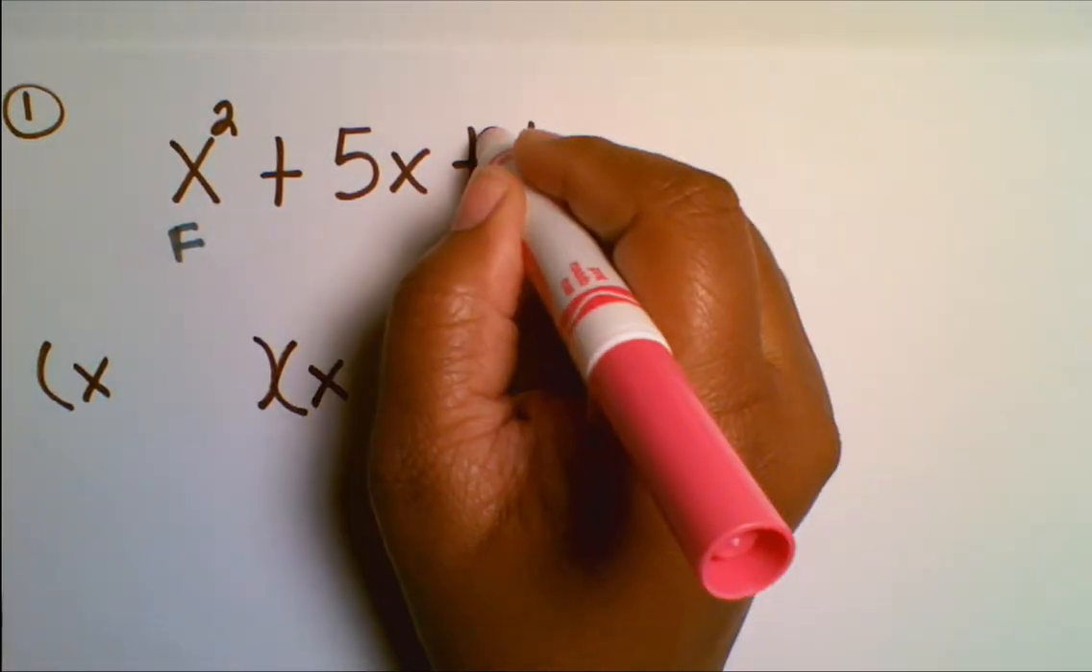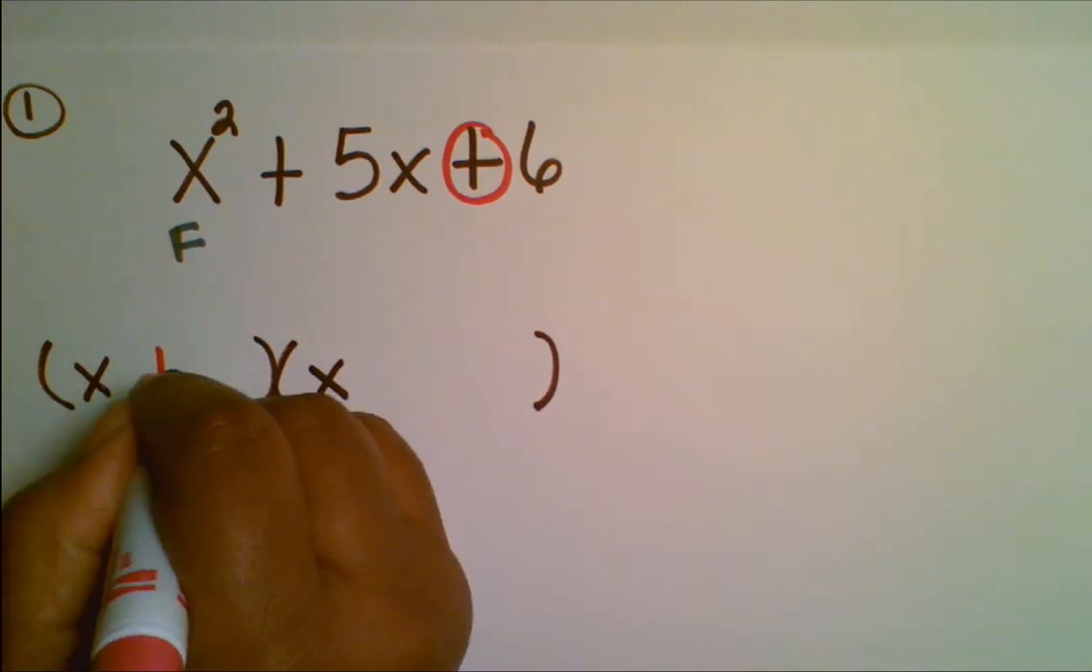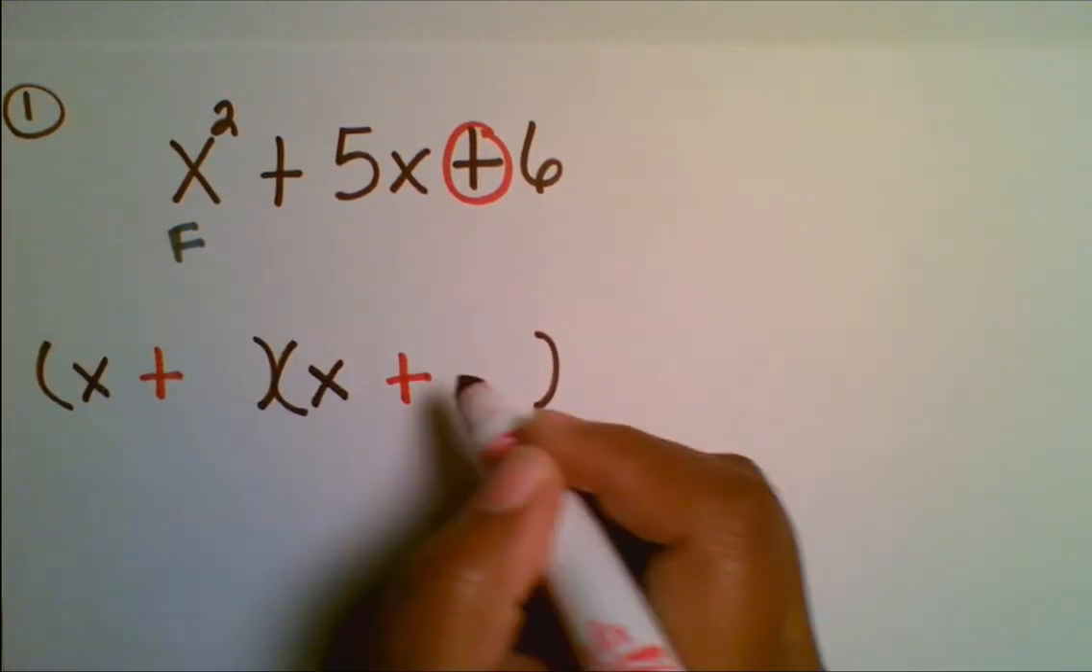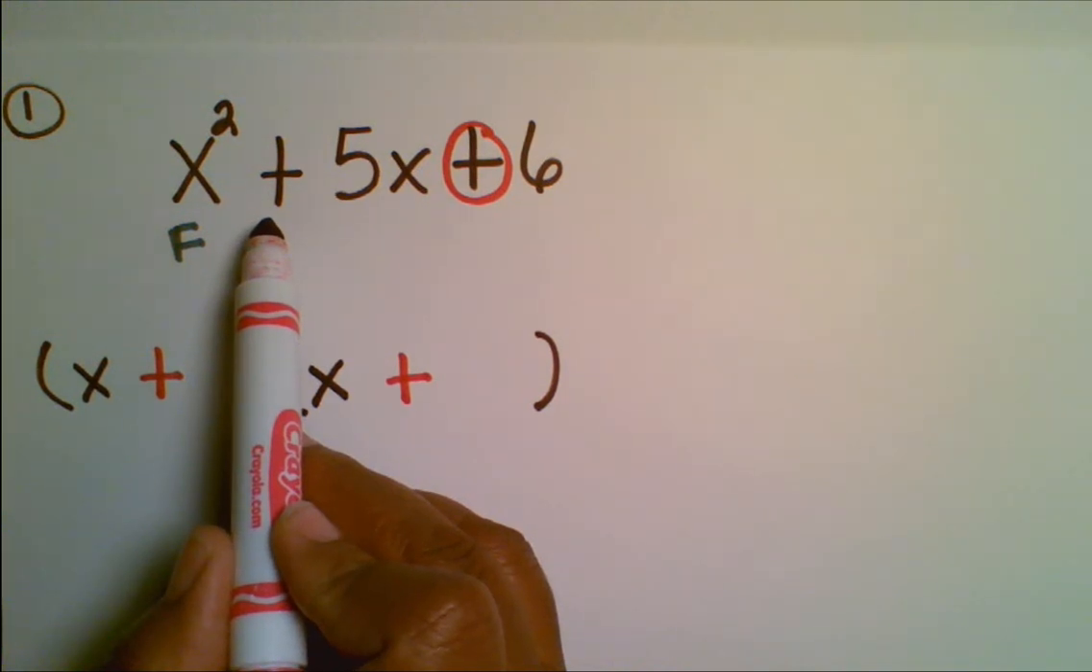So remember, we look at the sign of the last term. When the sign of the last term is positive, we're going to have the same signs. Same what? Well, it's going to be two positives. How do we determine if it's two positive? We use the sign of the middle term.